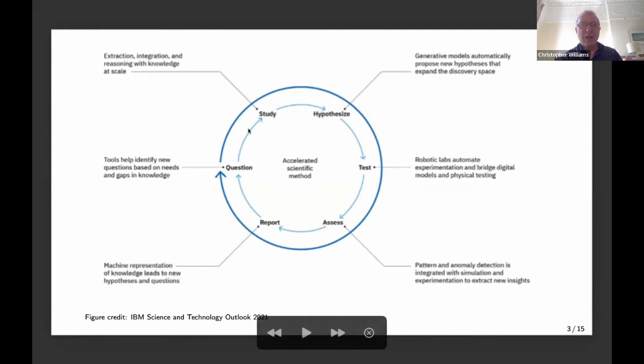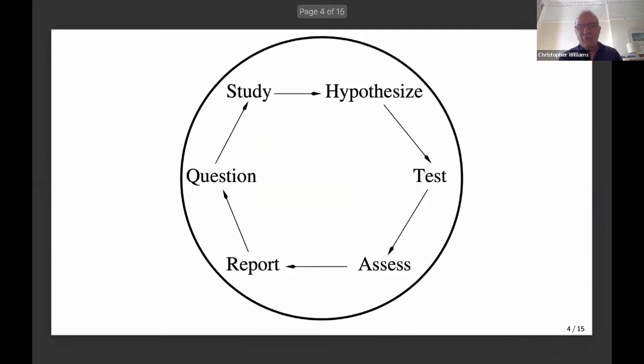So here we have a question. We might want to do a study. We might want to extract, integrate, and reason with knowledge that's relevant to that question. That may lead to a hypothesis. And then we maybe do some experimental testing. We need to analyze those results, assess them, and then report them, usually by writing a paper. And again there's this cycle of discovery. If that was a bit small, I've just redrawn the figure here so you're very clear about those different stages: question, study, hypothesize, test, assess, report.